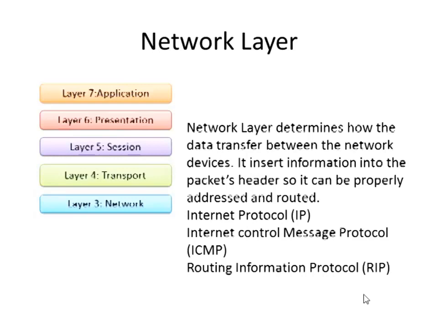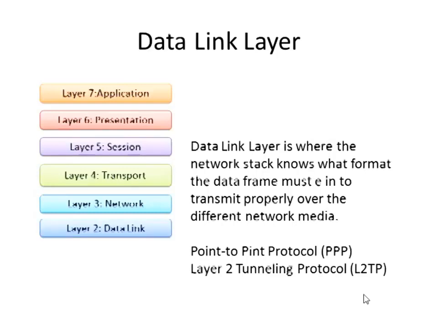Layer 3, Network Layer. The network layer determines how data is transferred between network devices. It inserts information into the packet header so it can be properly addressed and routed. Examples include the following: Internet Protocol, IP, Internet Control Message Protocol, ICMP, and Routing Information Protocol, RIP.